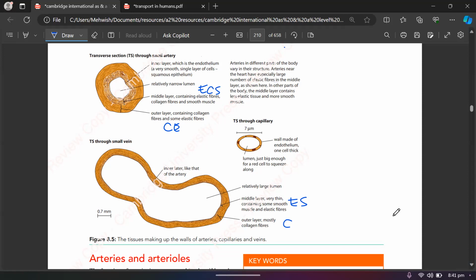Capillary basically is a single-layered, thin-walled, single-celled lining, and they are used for the exchange of substances. Arteries always carry blood away from the heart. I'm telling you about the functions. And capillaries always help in the exchange of substances, right?